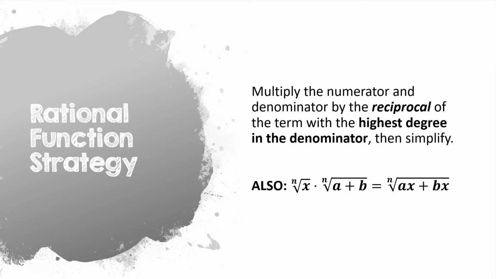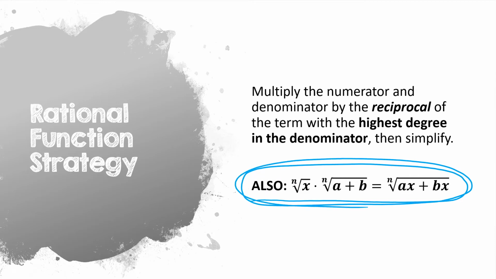Another important tip that we will need is a callback to the fact that if you have the nth root of x times the nth root of a plus b, that'll be the nth root of ax plus bx. Keeping in mind that we have to have this same root here, or else we're going to run into trouble. In this case, we're going to be looking at square roots.